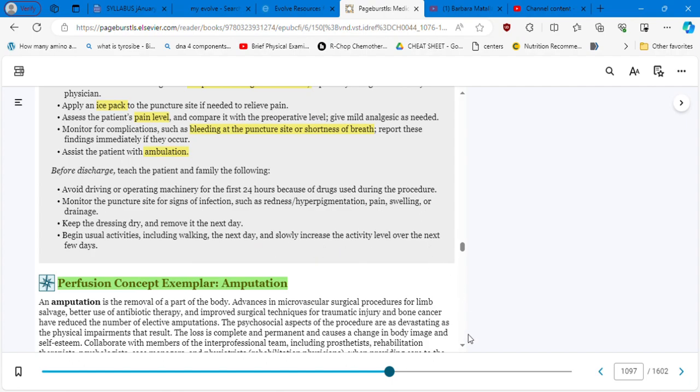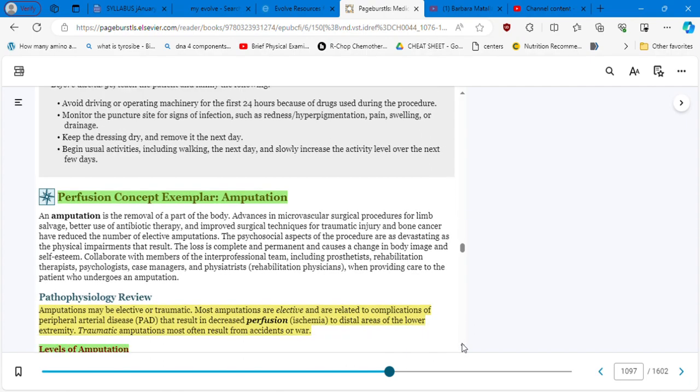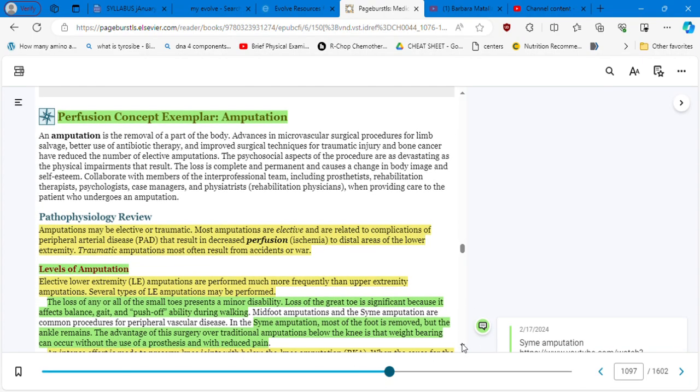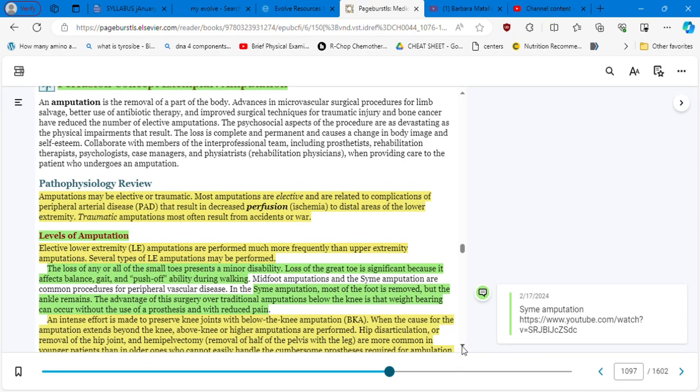Let's move to perfusion concept exemplar: amputation. So amputation may be elective or traumatic. Most amputations are elective and are related to complications of peripheral artery disease that result in decreased perfusion to distal areas of the lower extremity. And traumatic amputations most often result from accidents or war.